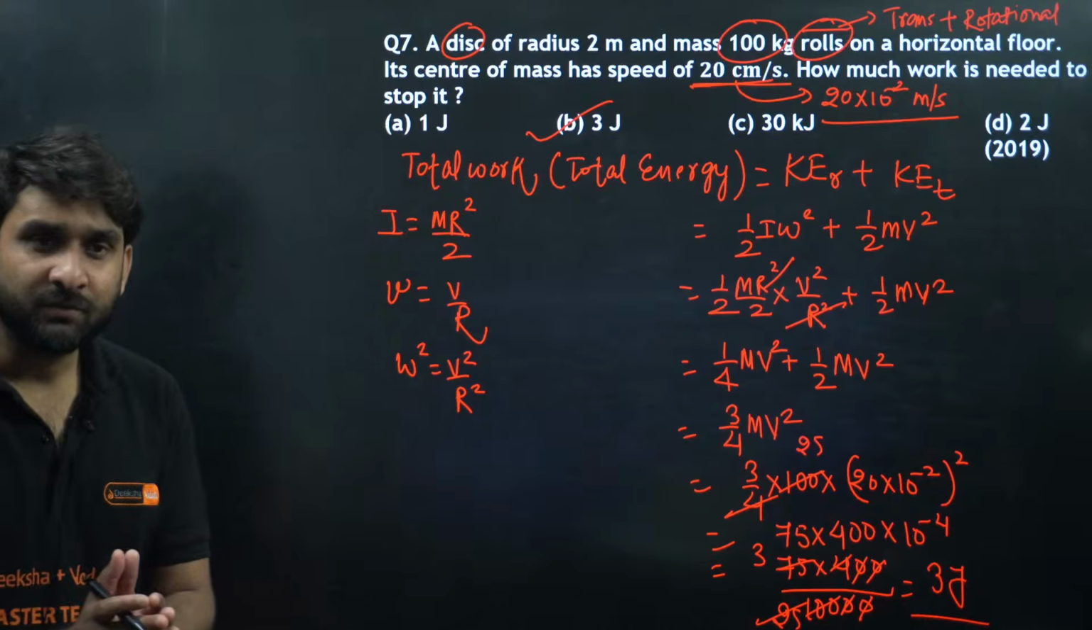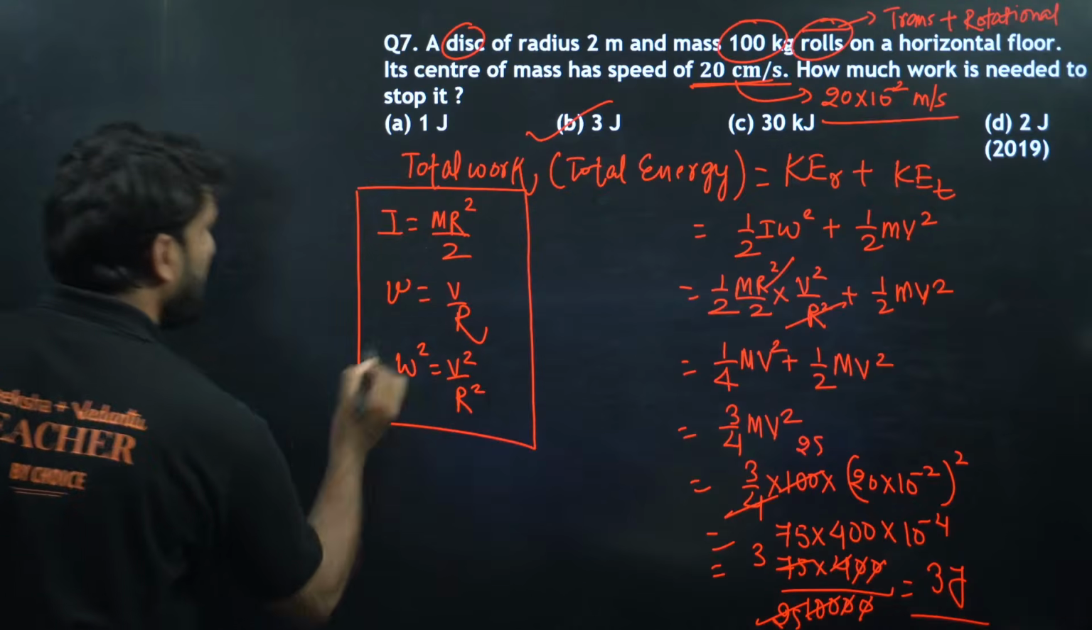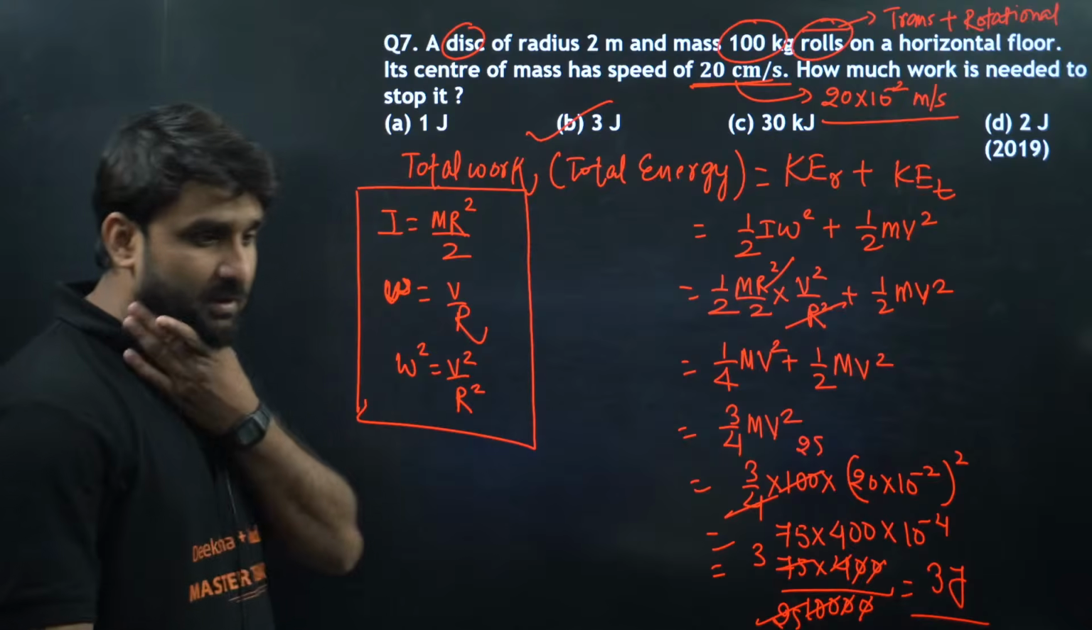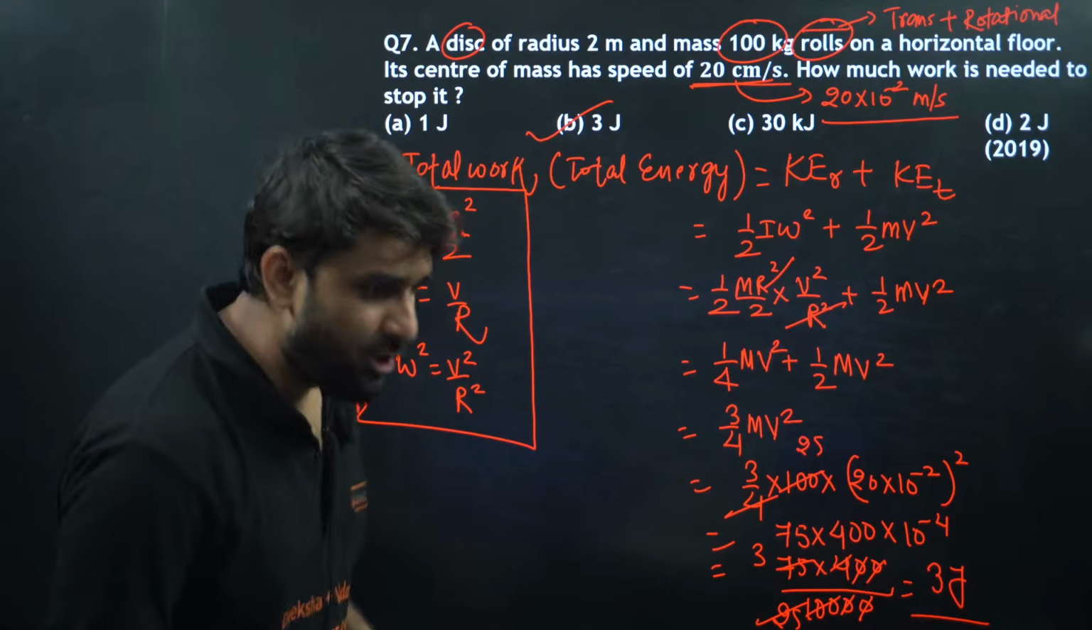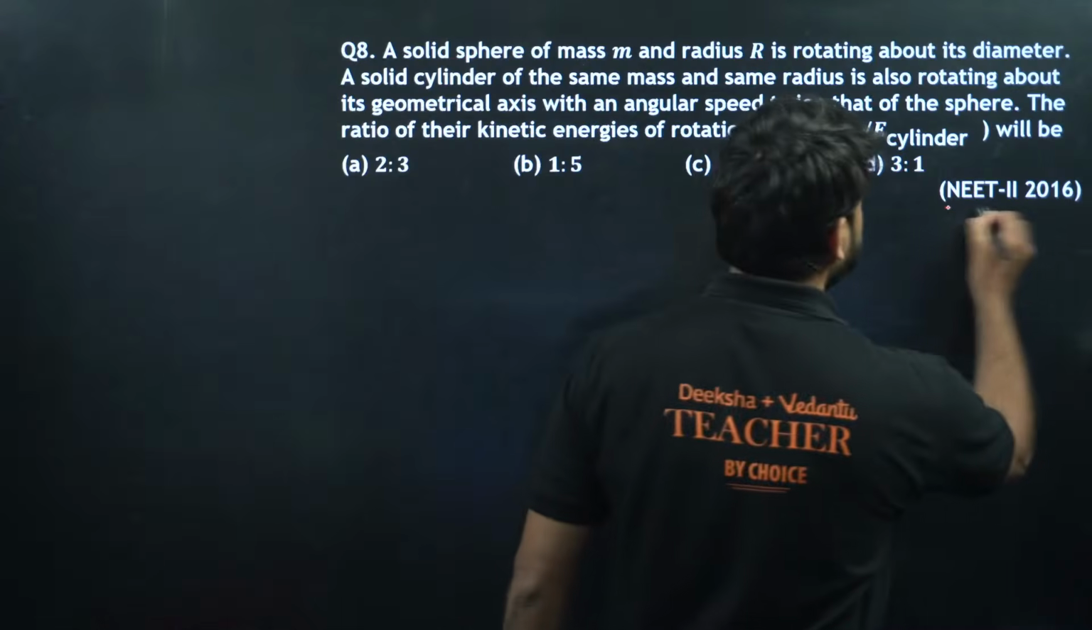Clear, everyone? So, a very important thing. This is moment of inertia, and please, this is omega. Omega is equal to V by R. Moving to the next question, question number 8 from NEET 2016.